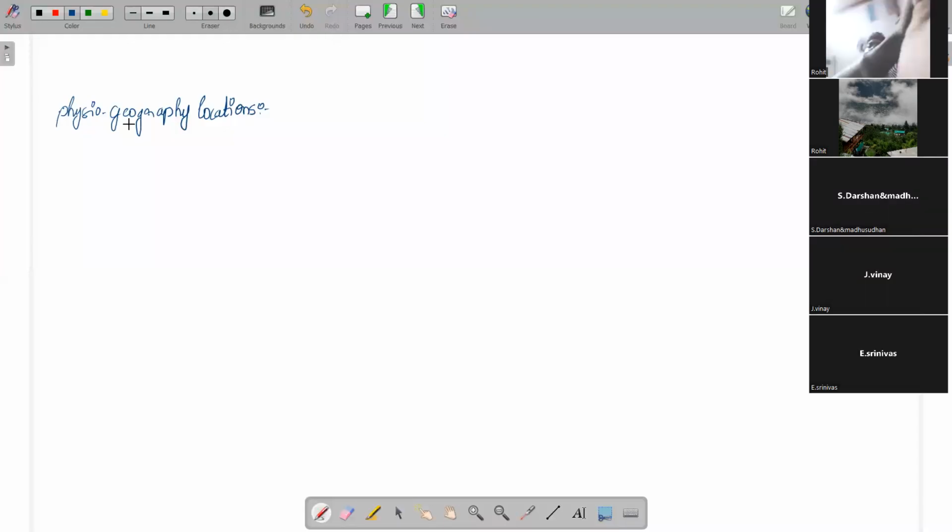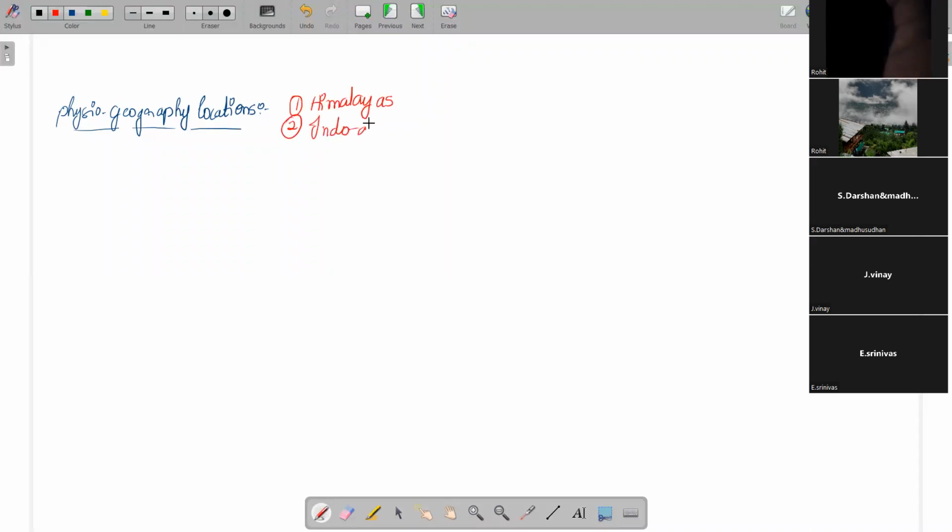Okay. Physiogeography locations. This is entirely from your first chapter only. As people already know, in your first chapter, physiogeography locations, India got divided into so many locations. The first one is your Himalayas. The second one is the Indo-Gangetic Plains, and the third one is the Peninsular Plateau.